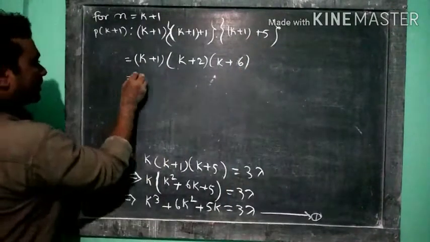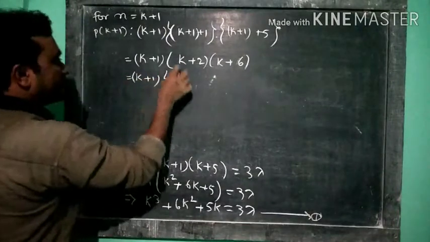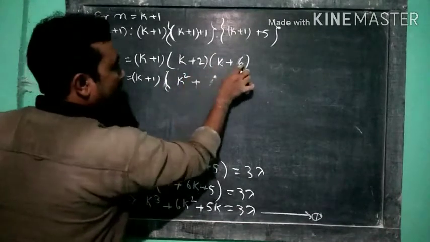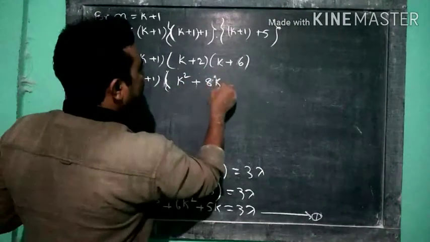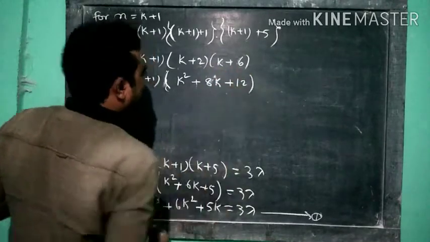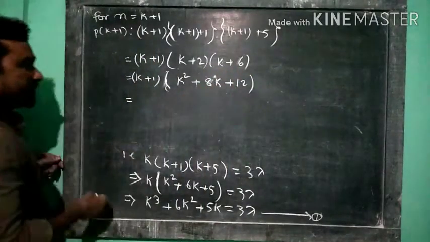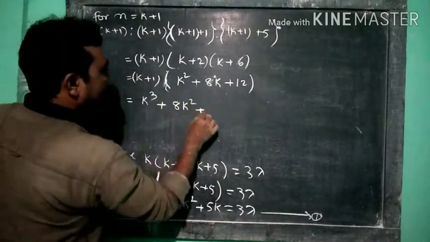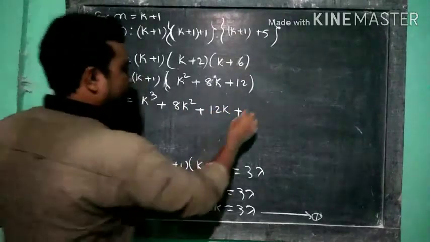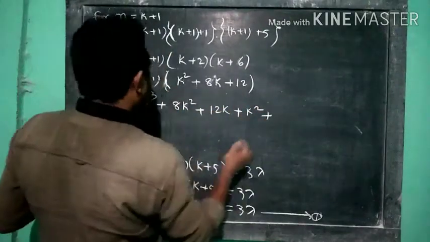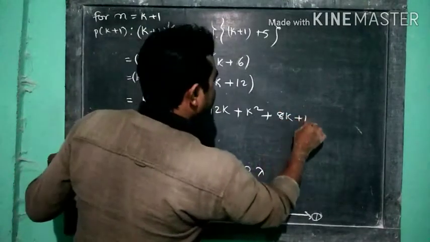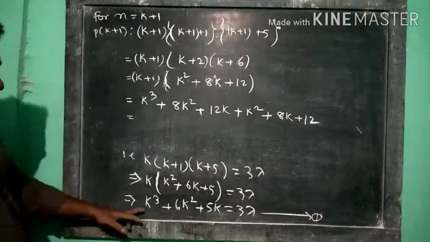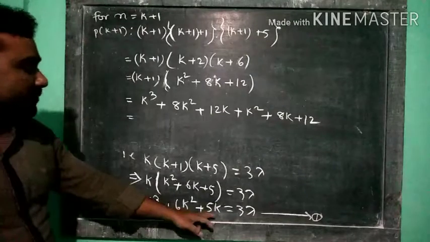So this is equal to k plus 1 whole into, if we multiply this, we get k square plus 2 plus 6 equal to 8k plus 12. Now if we multiply this, we get k cube plus 8k square plus 12k plus k square plus 8k plus 12. So this is equal to, here k cube plus 6k square plus 5k equal to 3 lambda.